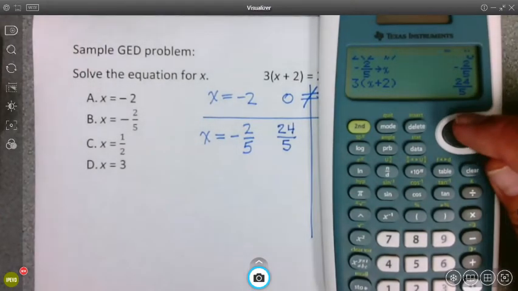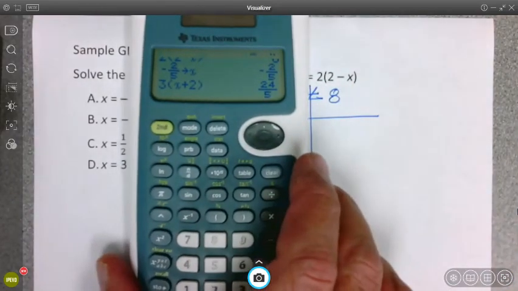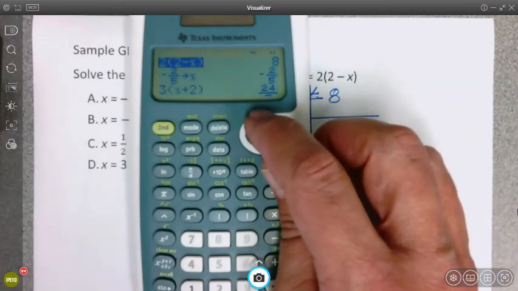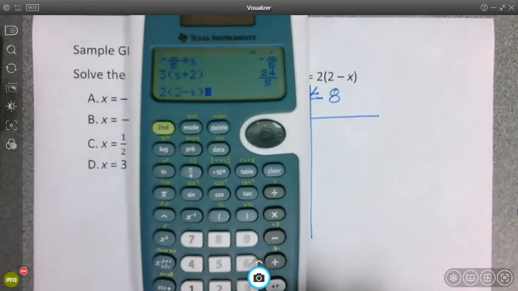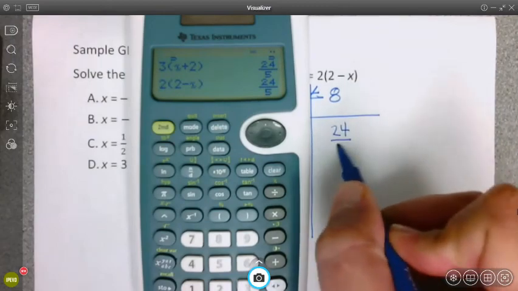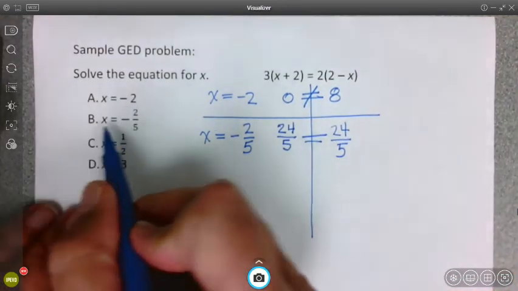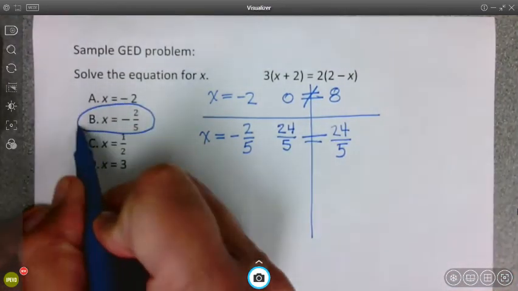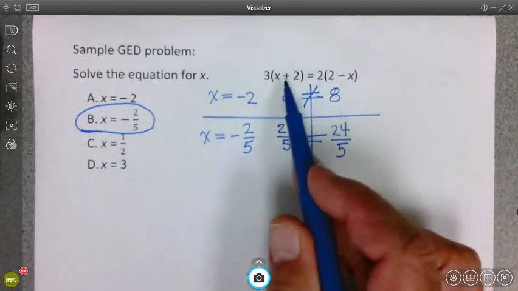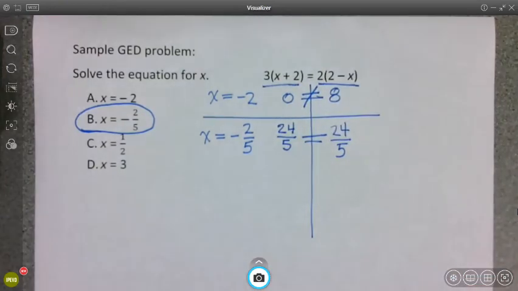Now I'm going to do the same thing for the right-hand side of the equation. Remember, it's going to be 2 times 2 minus x. So I use my cursor key on the calculator again to move up to where we have entered that before. There it is. I hit enter. I hit enter again. Look at that. The answer is 24/5 also. Therefore, 24/5 is equal to 24/5, and therefore answer B, x equals -2/5, is the solution for this equation. In other words, when x is -2/5, the left-hand side of the equation is equivalent in value to the right-hand side of the equation.